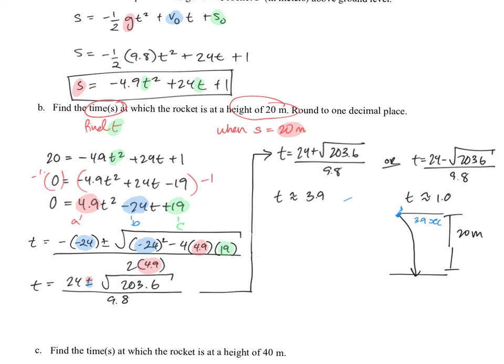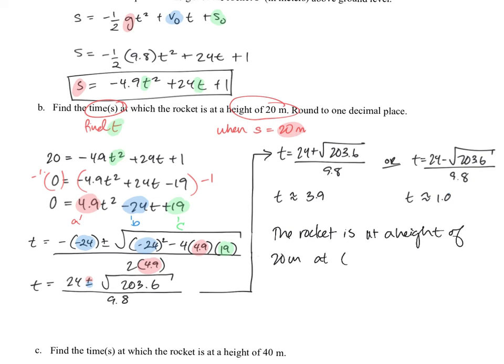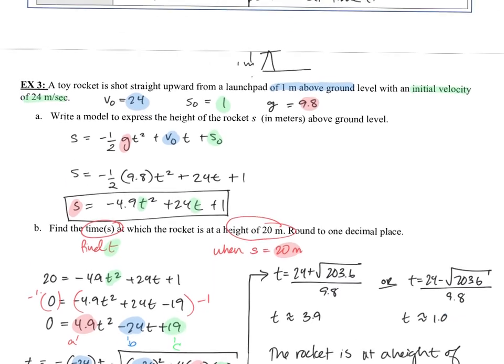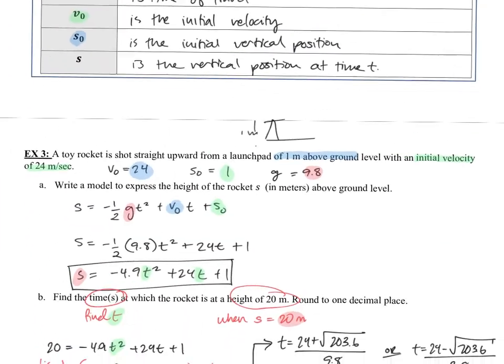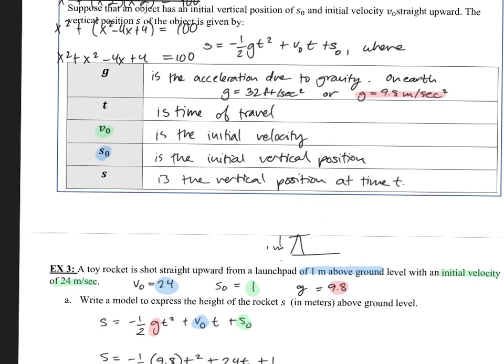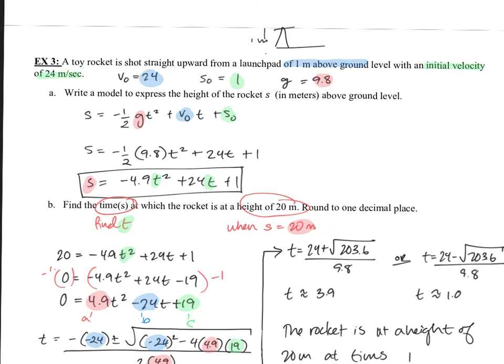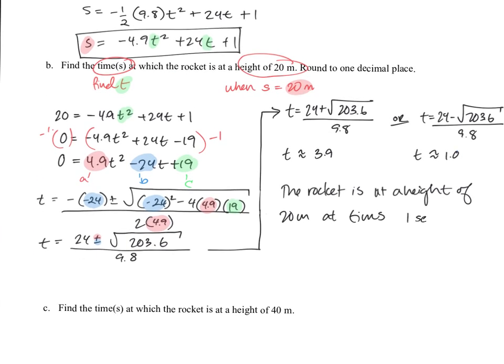So let's go ahead and write in our answer. What do we know? The rocket is at a height of 20 meters at times 1. Now what are we talking about? Seconds? Yes, seconds. I know that because our formula was in terms of seconds, and this is also seconds. At times 1 second and 3.9 seconds. Period.